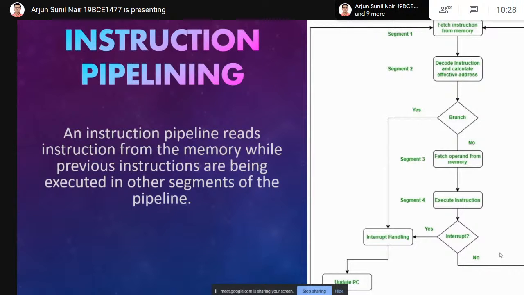An instruction pipeline reads instructions from memory while previous instructions are being executed in other segments of the pipeline. Thus, we can execute multiple instructions simultaneously. The pipeline will be more efficient if the instruction cycle is divided into segments of equal duration. Okay, next slide.